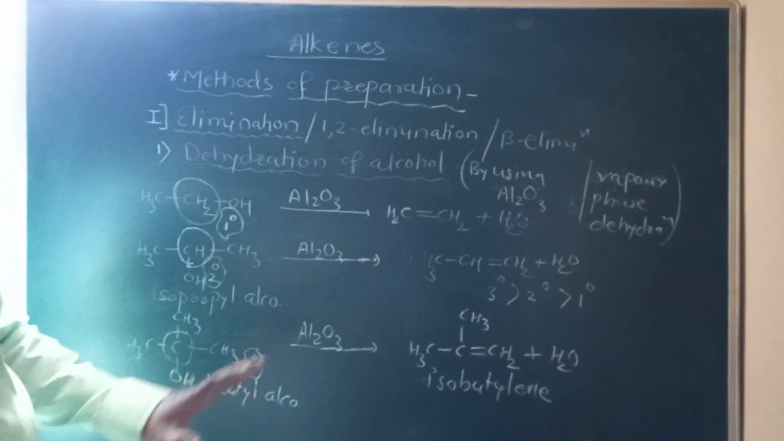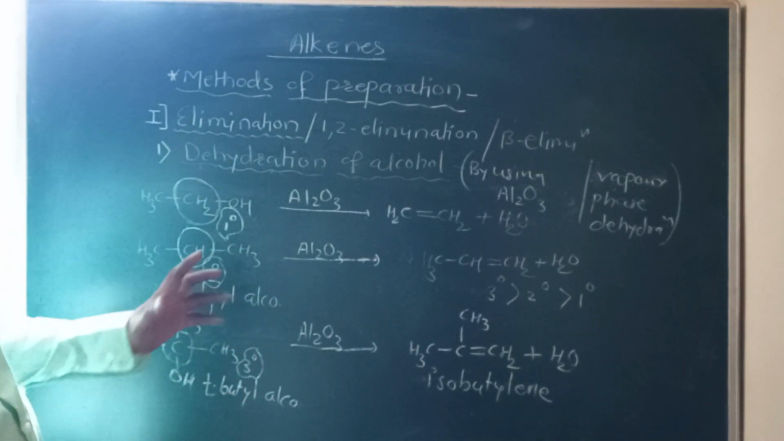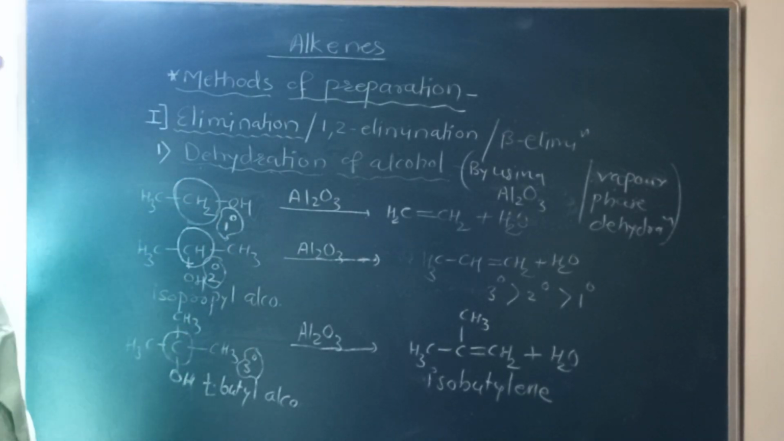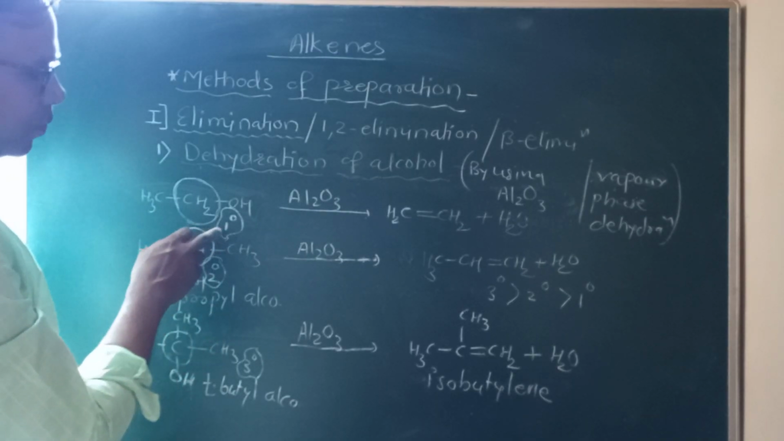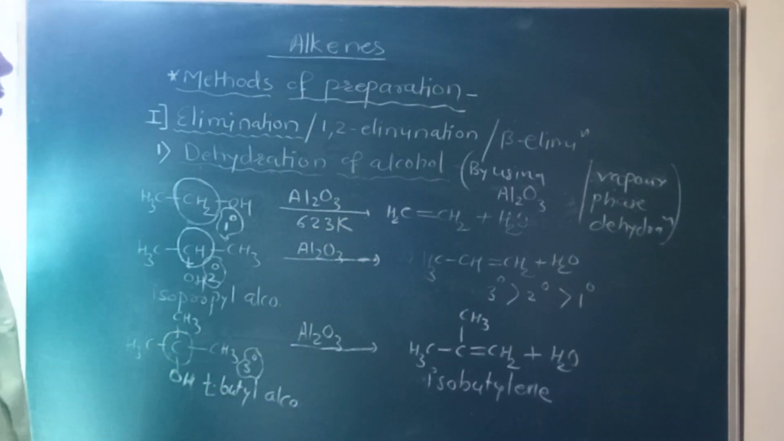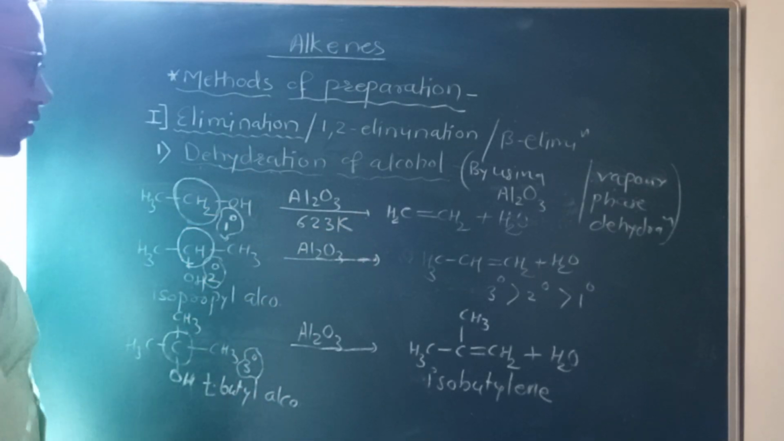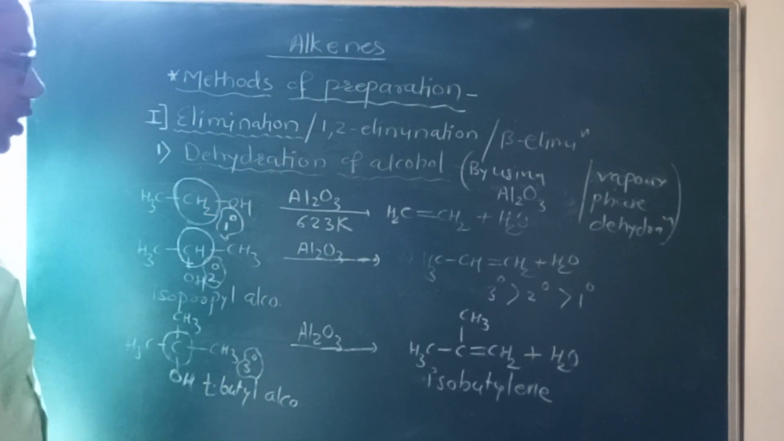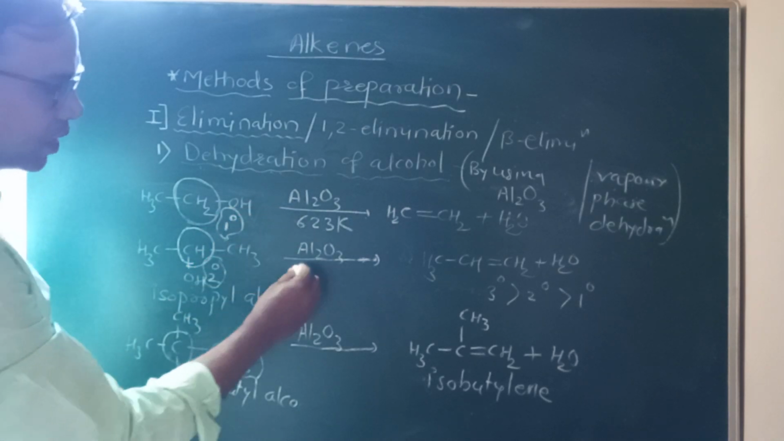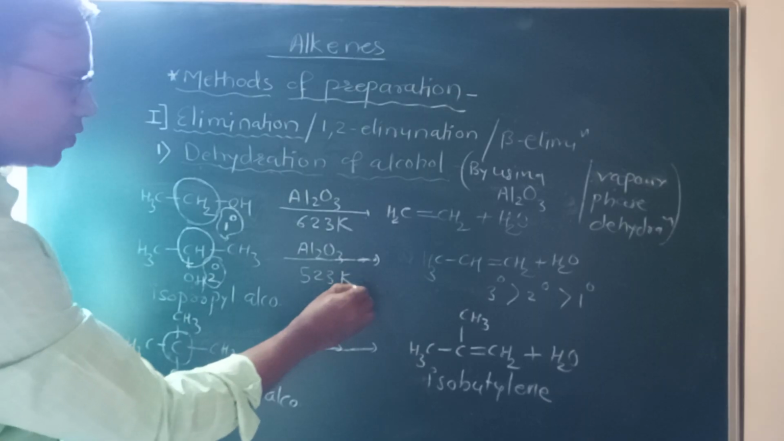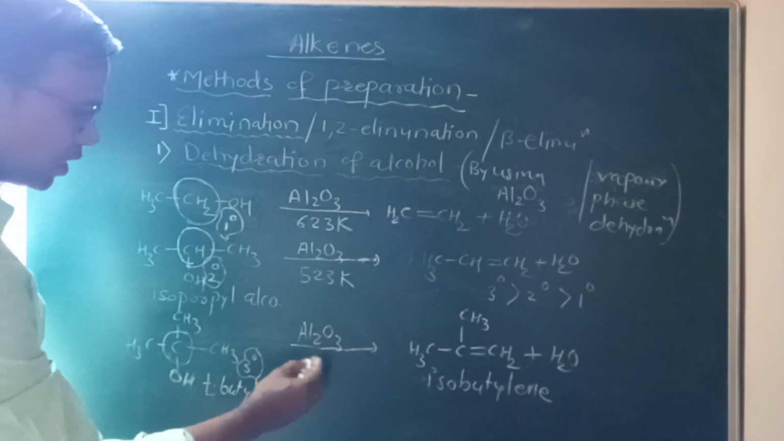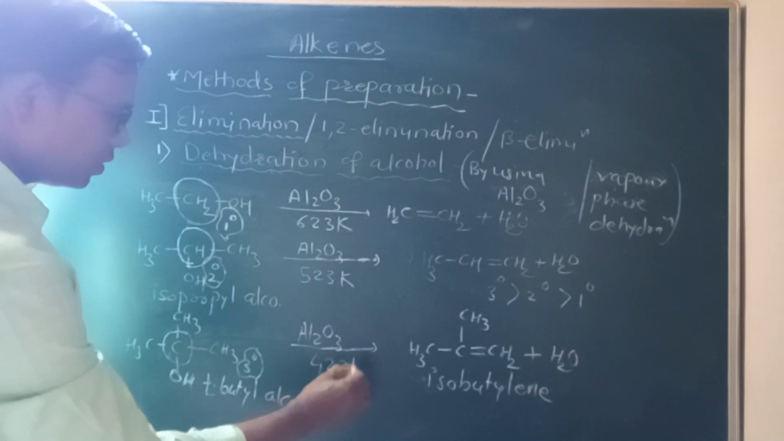So the reactants and products are the same, only conditions are different. Instead of concentrated sulfuric acid, now here we are using alumina, which is also a dehydrating agent. If the type of alcohol is primary, then the temperature needed is 623 Kelvin. You can easily remember these conditions with alumina. If the type of alcohol is secondary, then decrease this temperature by 100 degrees, so it becomes 523 Kelvin. And when the type of alcohol is tertiary, again decrease this temperature by 100 degrees, so it becomes 423 Kelvin.